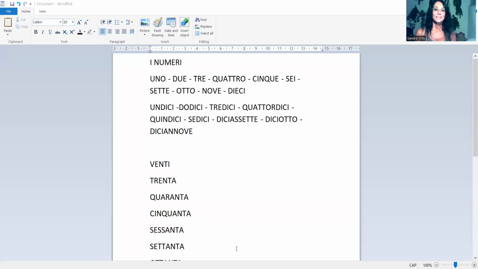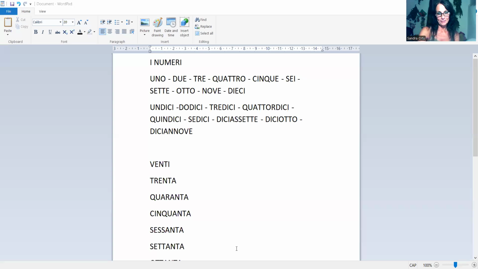Let's see, especially the traps where normally people fall into. So let's see what we have. Right, so we have I numeri, the numbers, which I have written in letters. I didn't write the actual numbers, so maybe you have to make a little bit more of an effort to memorize them. I'm going to read them for you.